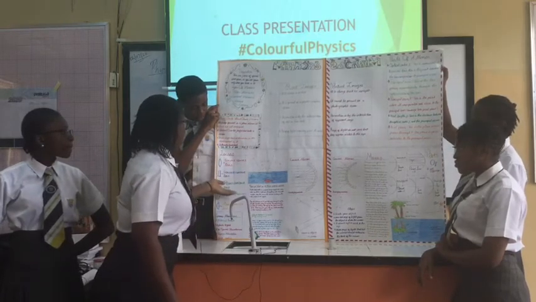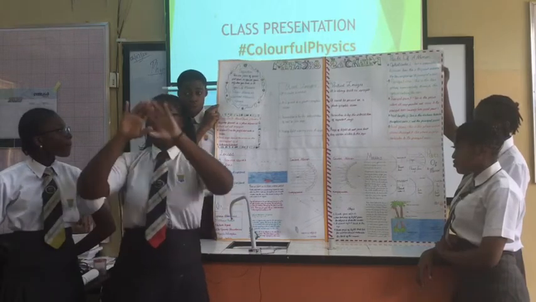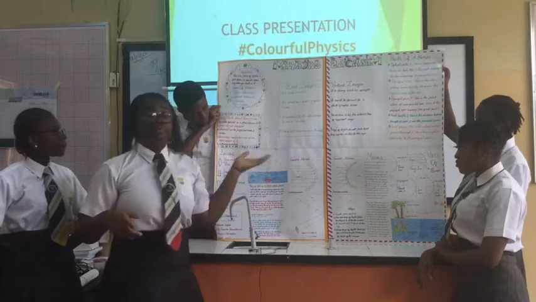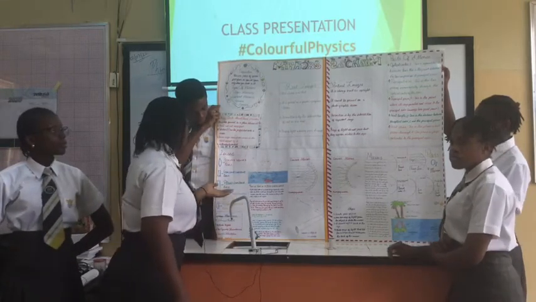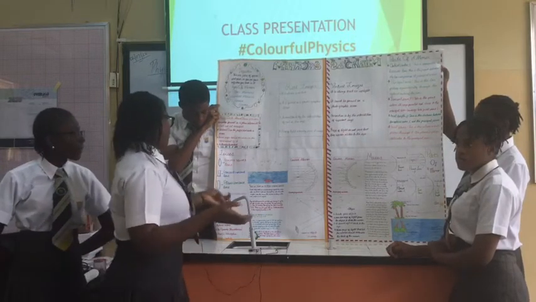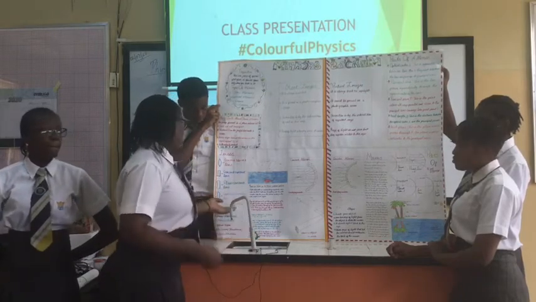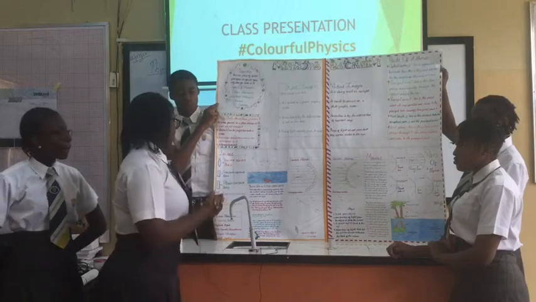Then we have the plano-concave lens. This is the mixture of a plane mirror, which is just a simple flat mirror, square-shaped, and a concave mirror to form a lens. Then we have the concavo-convex lens, which is the mixture of a concave and a convex. Then we have the plano-convex lens, which is the mixture of a plane and a convex mirror.